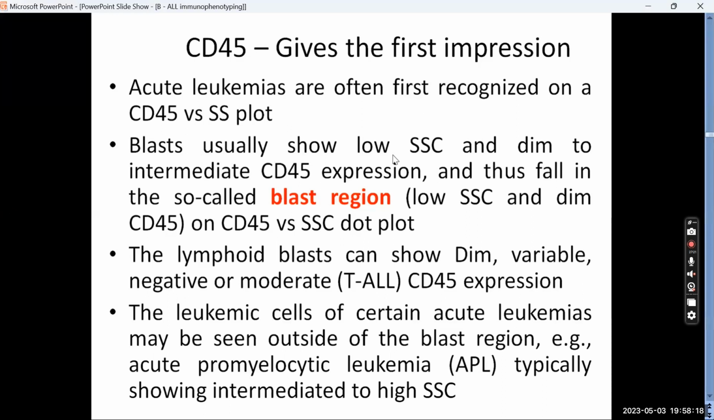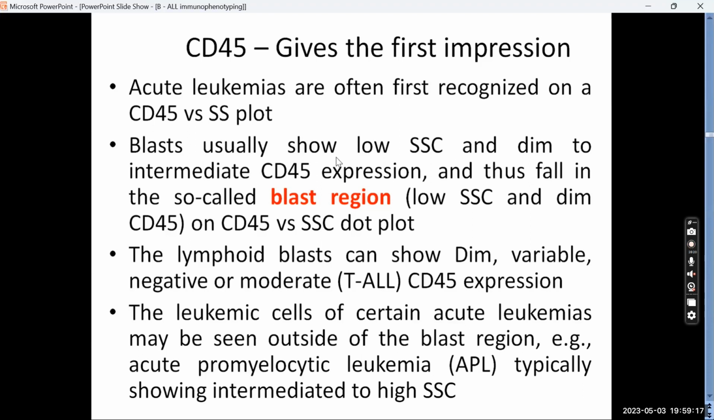So as we discussed, blasts usually show low side scatter because blasts do not express a lot of granules, though some blasts show vacuolations also. So they show a low side scatter and exhibit a dim to intermediate CD45 expression, and thus fall in the so-called blast region. I'll show you the image in the next slide. Normally blasts will have low side scatter, and CD45 is a marker which is gained by the cells as they mature. I repeat, CD45 expression increases as the cells mature. So the most precursor cell will have a very, very dim CD45, and the most mature cells, like T lymphocytes or B lymphocytes, will show a bright CD45. One exception to this rule is plasma cells. Okay, leave plasma cells.